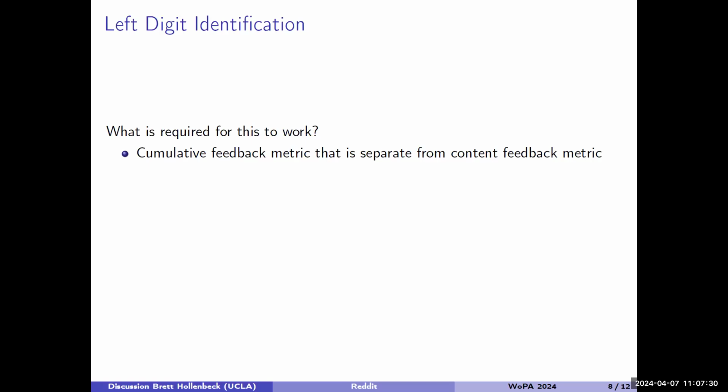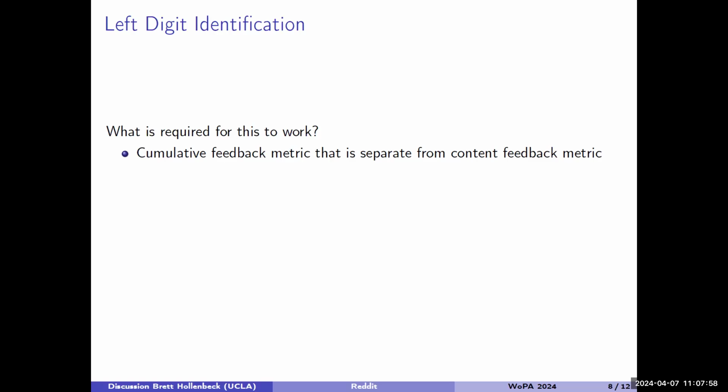So thinking about this identification strategy, I think it's interesting, it's novel, so I was like, well, what other settings can we apply this to? What do we need for this to work? So first, we need some cumulative metric that's separate from the individual content feedback metric. So in this case, the content feedback metric is the comment score, and then the karma score is the cumulative one.